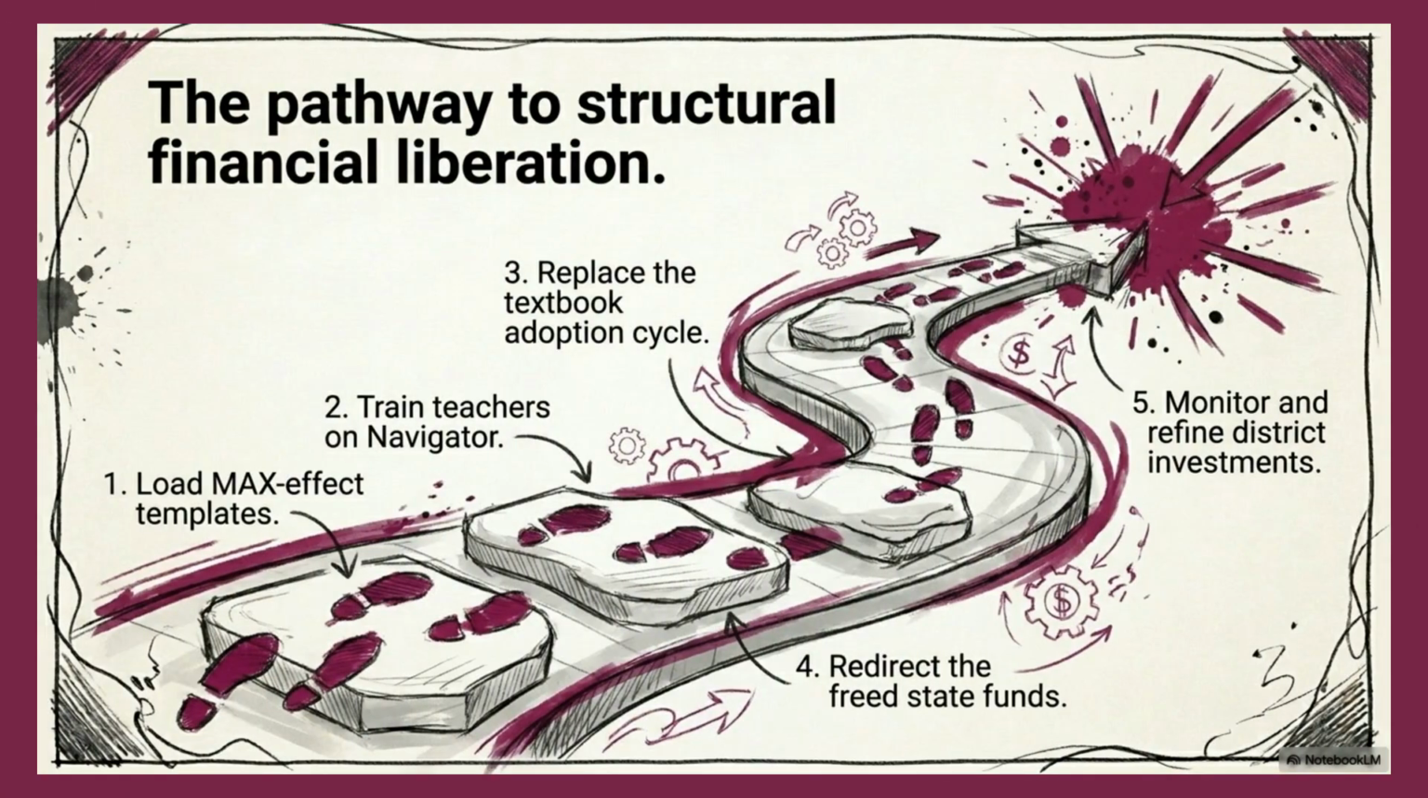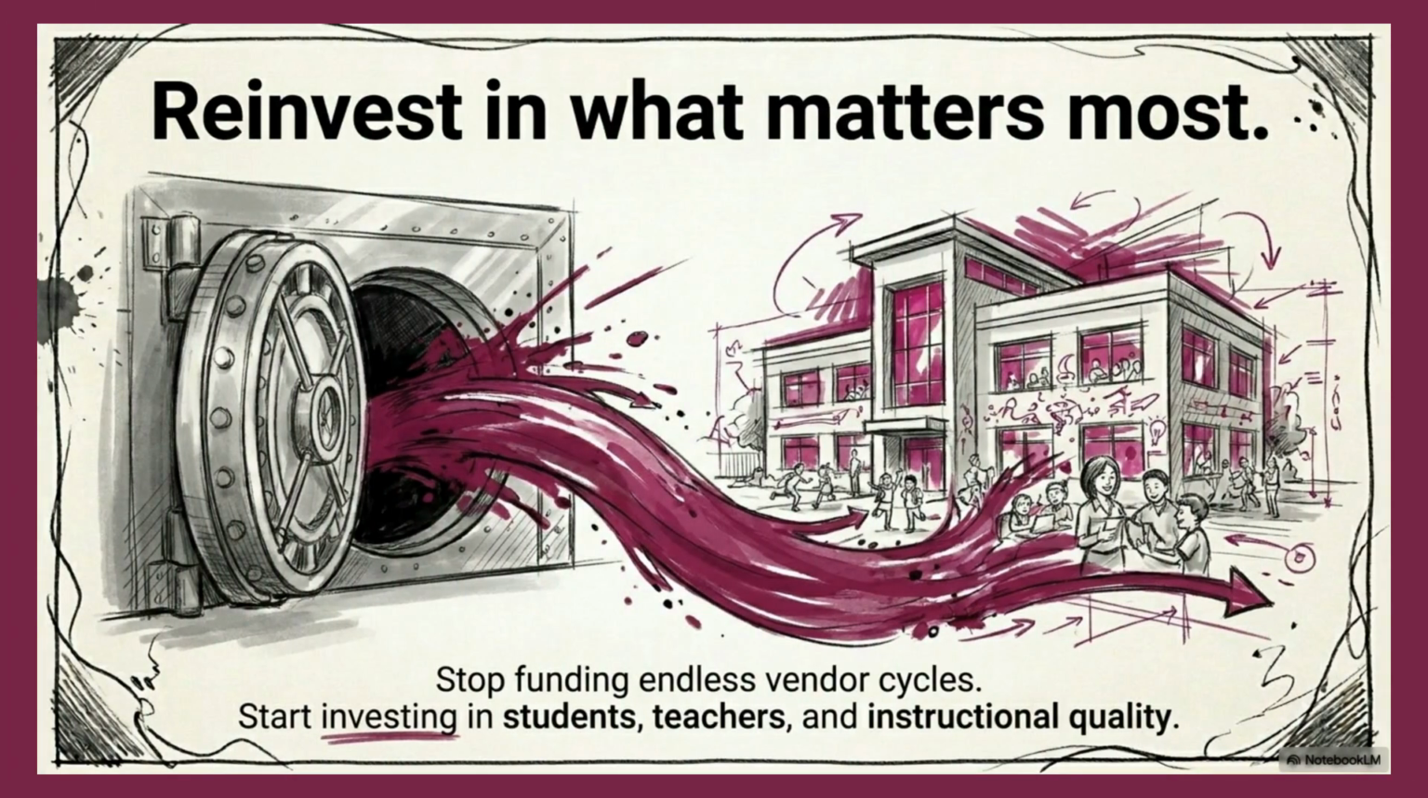The pathway to structural financial liberation involves 5 steps: loading Max Effect templates, training teachers on Navigator, replacing the textbook adoption cycle, redirecting the freed state funds, and monitoring and refining district investments. It is time to stop funding endless vendor cycles and start reinvesting in what matters most: students, teachers, and instructional quality.